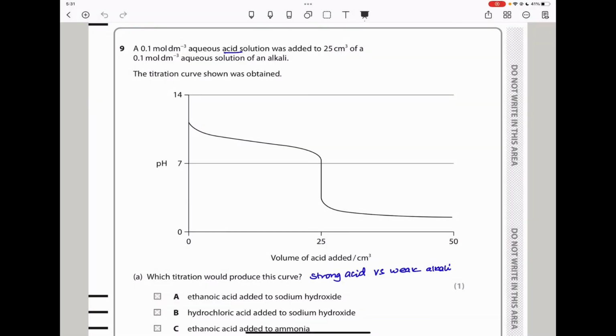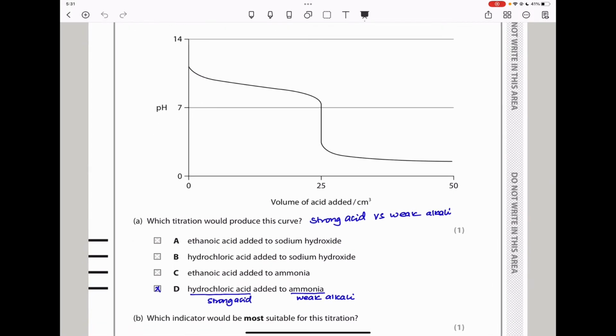Question 9, a 0.1 mole per decimeter cubed aqueous acid solution was added to 25 centimeters cubed of a 0.1 mole per decimeter cubed aqueous solution of an alkali. They say the titration curve shown was obtained, and they go on down here to ask which titration would be produced by this curve. If you see, this curve begins from here, so it should have been a weak alkali. A strong alkali would be a little bit higher. So this is a weak alkali. And because it ends a little bit lower, we can see this is a strong acid. So this was a titration between a weak alkali and a strong acid.